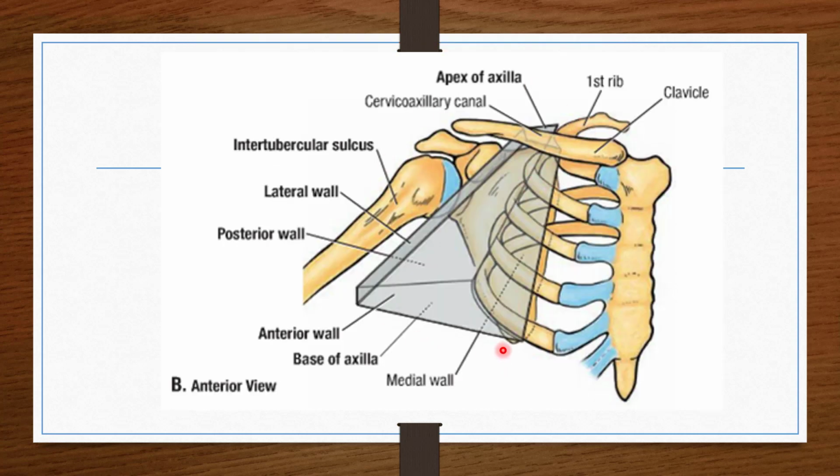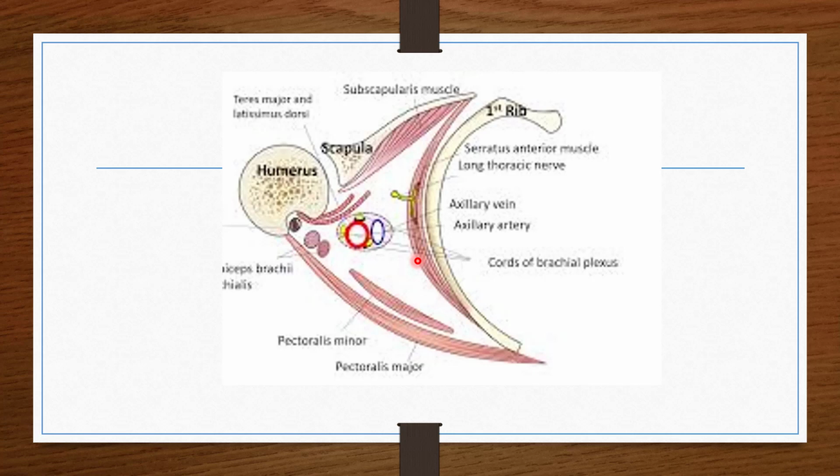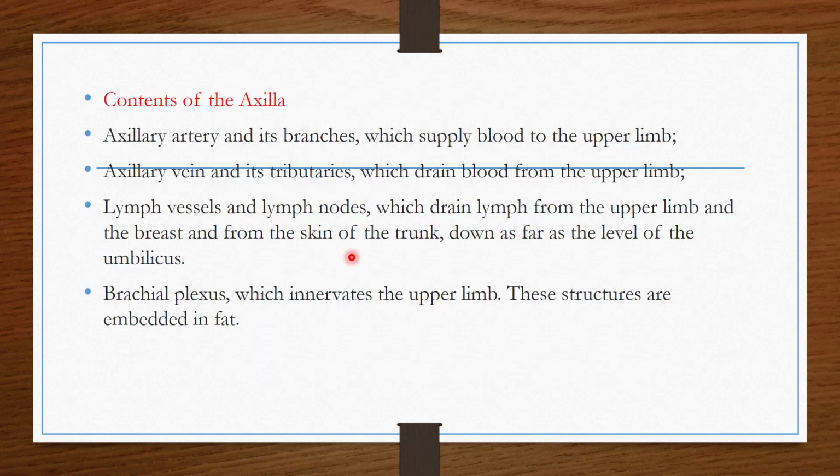See here, this is also showing the apex of the axilla, the base of the axilla and all the other walls of the axilla. In this diagram, they have also shown the contents of the axilla. See here, these are the contents of the axilla which are bounded by all of these walls: the axillary artery and its branches, the axillary vein and its tributaries, the cords of the brachial plexus, and lymph vessels are also present here. So we will discuss the contents of the axilla now.